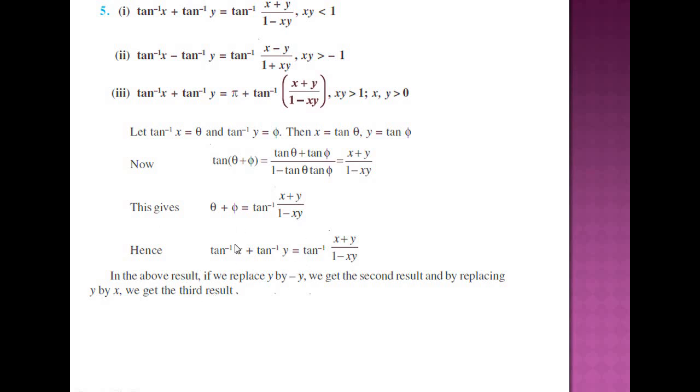In the same result, if you replace y by minus y, we get the second result, right? And replacing y by x, we get the third result. So this is how we do it. Here the proof is not asked, we need to only apply the formula, right?